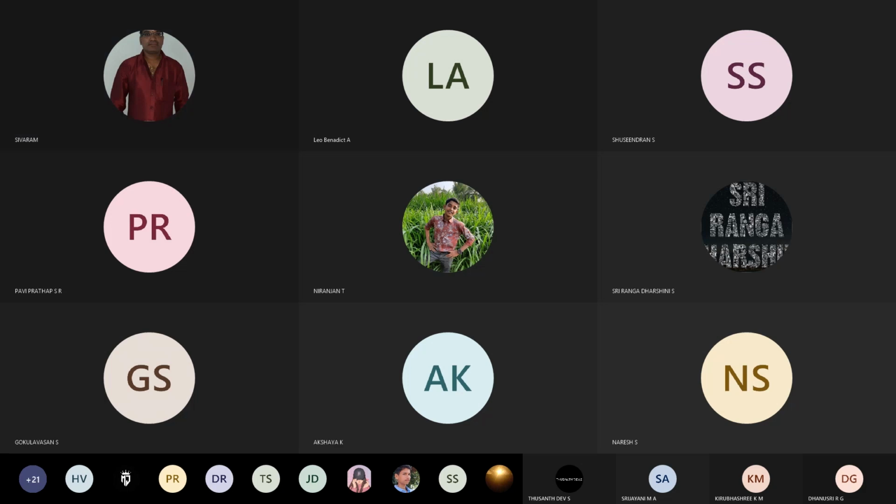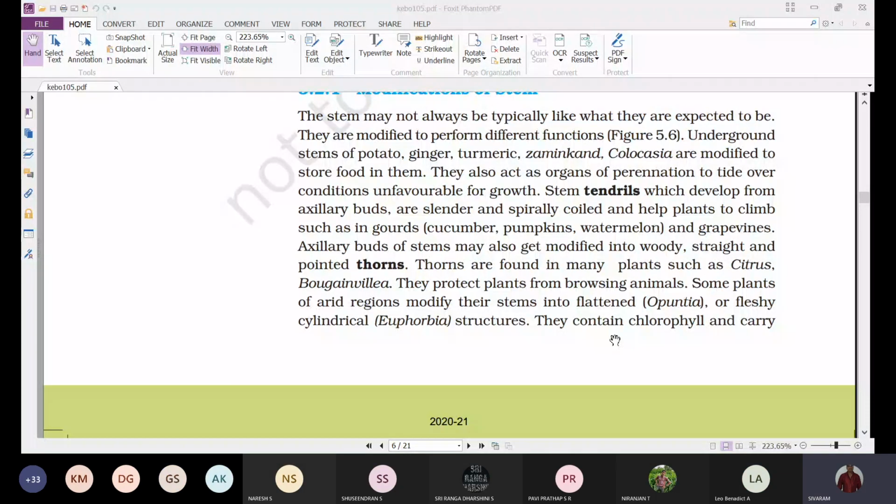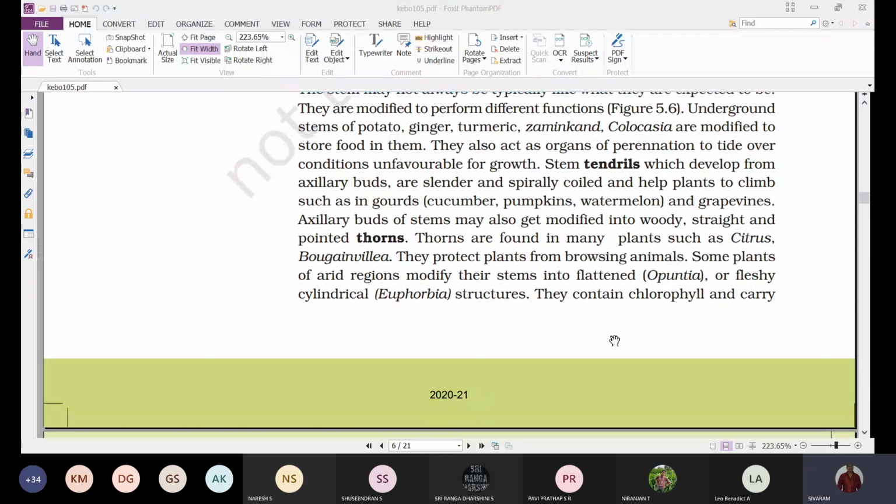So this underground storage of food material helps in perennation and also helps in vegetative propagation. Okay, and next, stem tendrils. What is a tendril?